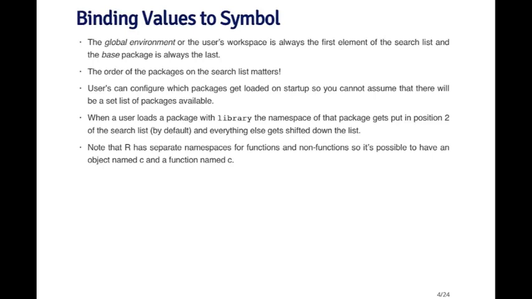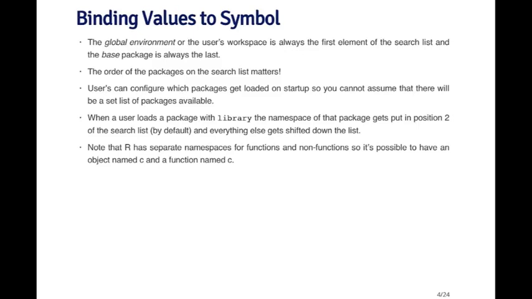As I said before, the global environment is equivalent to the user's workspace, and it's always the first element on the search list. Furthermore, the base package is always the last element on the search list. So clearly, because of the way the search process works in terms of going down the list of packages, the order of the packages on the search list matters. Furthermore, users can configure which packages get loaded when you start up, and users can also load packages whenever they want. So you cannot assume that there's going to be a set list of packages available, or that the packages will be in any sort of order. They can be in different orders at any time depending on what the user has decided to do in a given session.